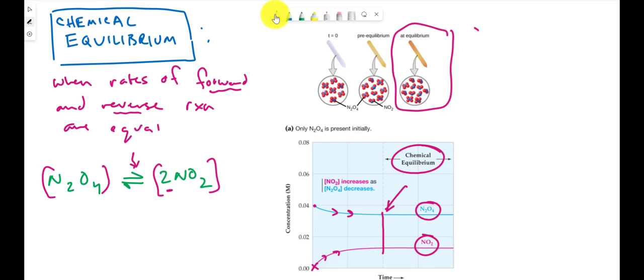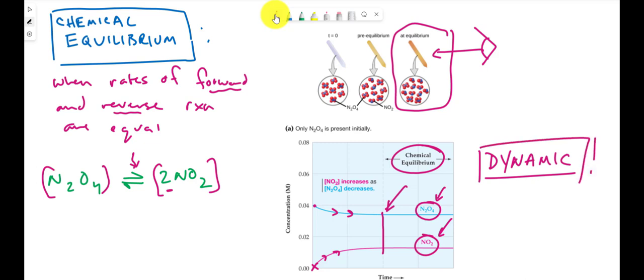What you would observe with your eye for a system in chemical equilibrium is no macroscopic change. Nothing's actually changing. It looks the same because the forward and reverse are happening at exactly the same time, so the concentrations of those species are unchanging. What's super important to know, though, is that this process is dynamic, and that's why you often hear equilibrium called dynamic equilibrium.